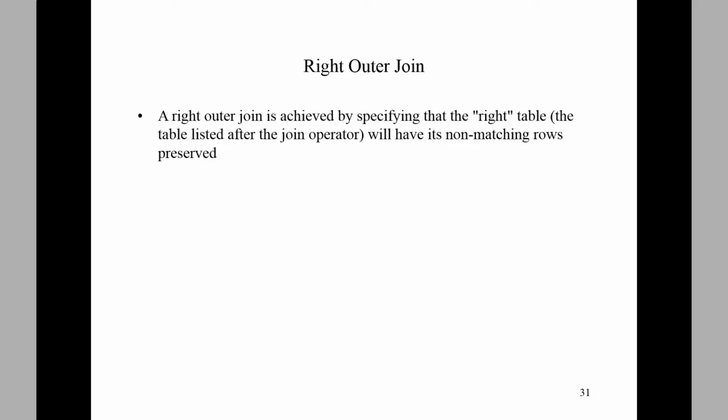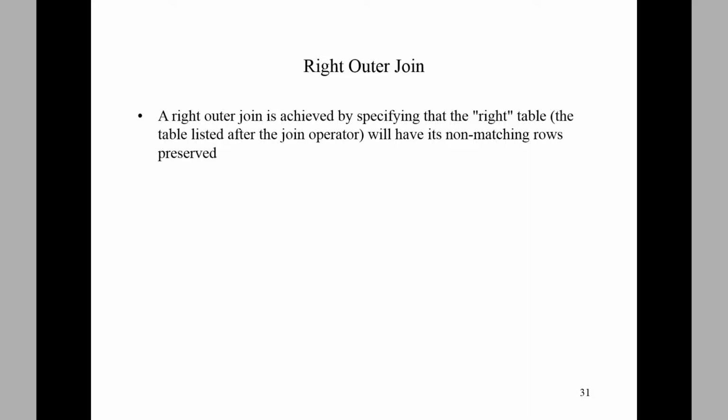What do we do if we wish to display all employees, regardless of whether their assigned department is in the department table? We need to make the employee table preserve all of its rows. Using the previous query for the left outer join, we simply indicate that it is the right table, the table listed after the join operator, whose non-matching rows will be preserved.